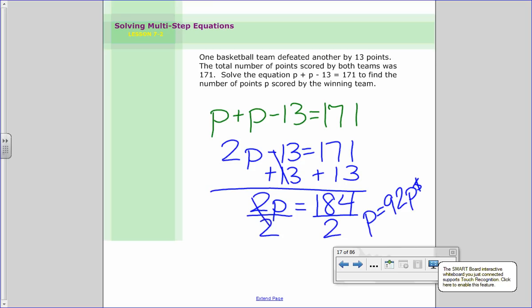So let's make sure that's what I'm supposed to get. One team defeated another by 13 points. The total number of points scored by both teams was 171. Find how many points was scored by the winning team. Well, just to make sure this was the winning team, I'd say we try it out. We know one team scored 92 points, so I'm going to subtract that out.